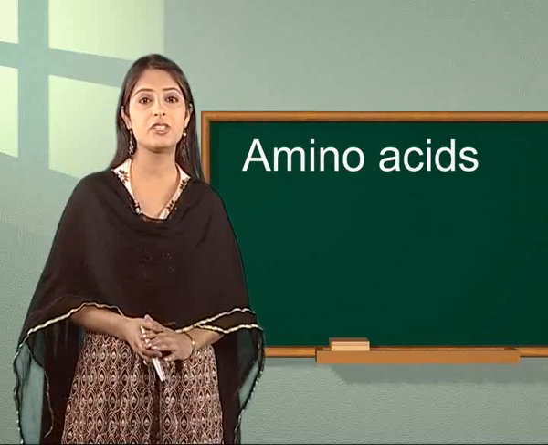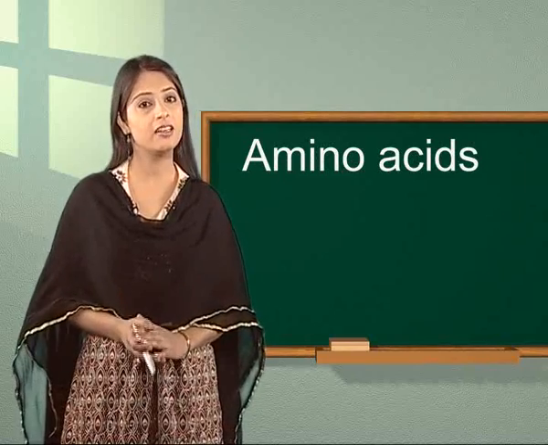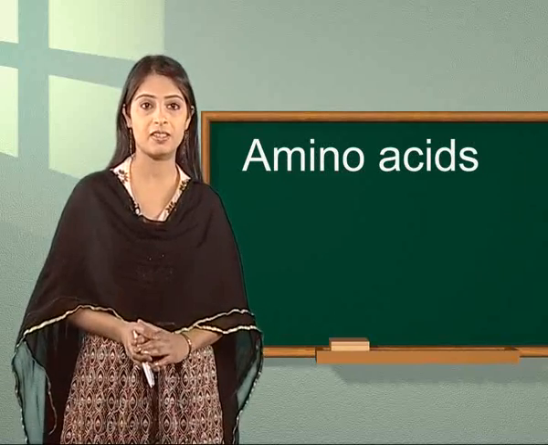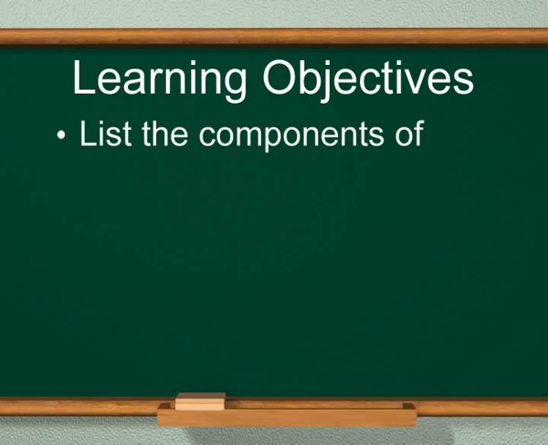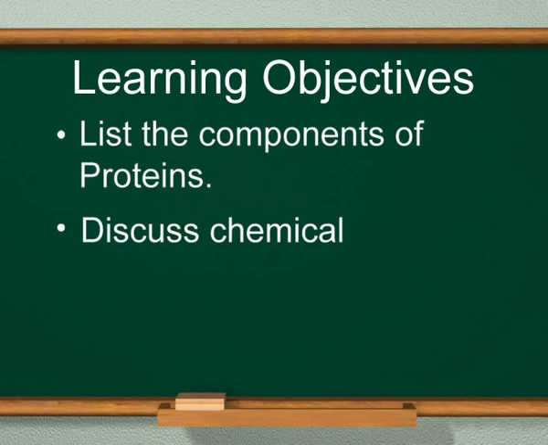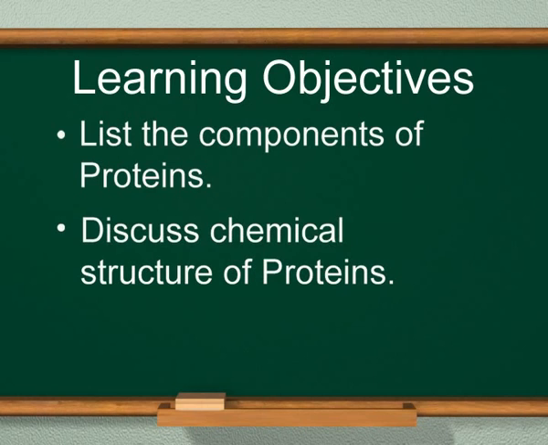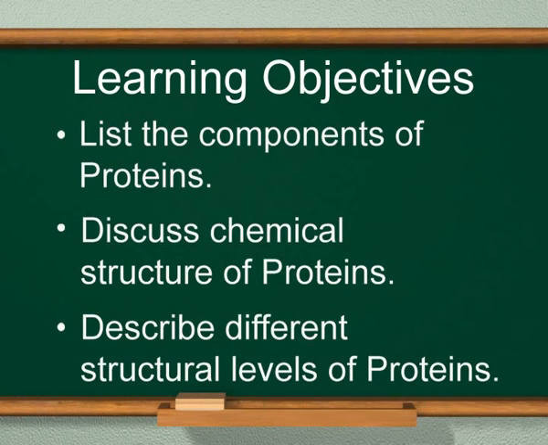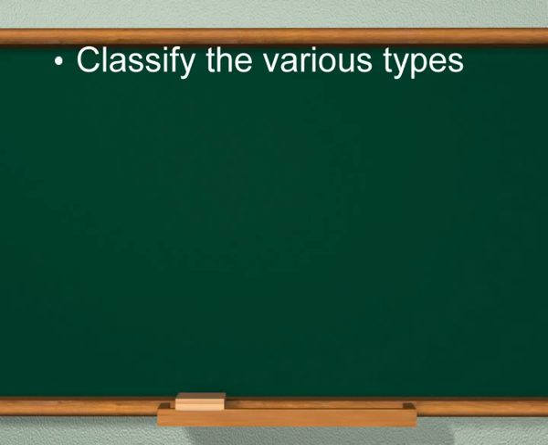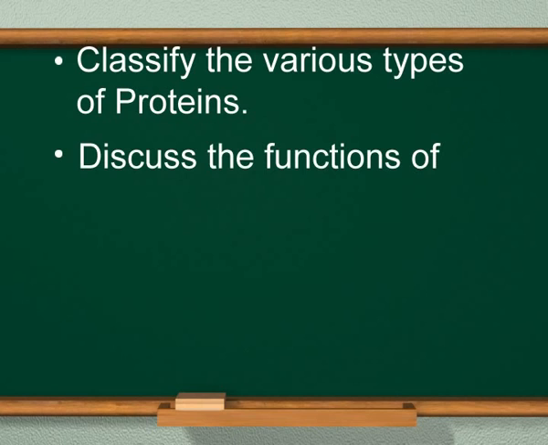But before going into details, first let me share the learning objectives of today's topic. On completion of this topic, learners will be able to list the components of proteins, discuss the chemical structure of proteins, describe different structural levels of proteins, classify the various types of proteins, and discuss the functions of proteins.